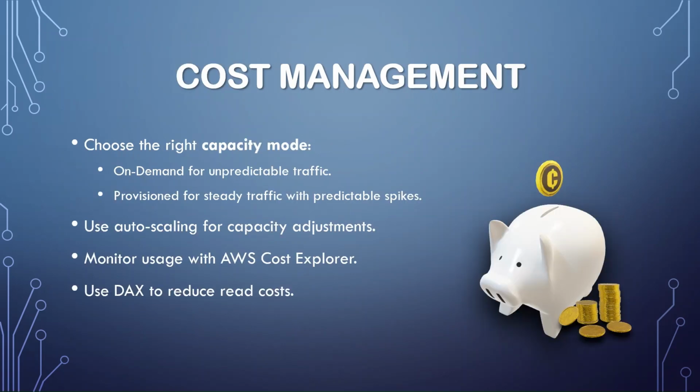To manage costs effectively, choose the appropriate capacity mode: on-demand for unpredictable traffic or provisioned for steady workloads. Use auto-scaling to adjust capacity automatically. Monitor usage with AWS Cost Explorer and use DAX to minimize read costs for large-scale applications.